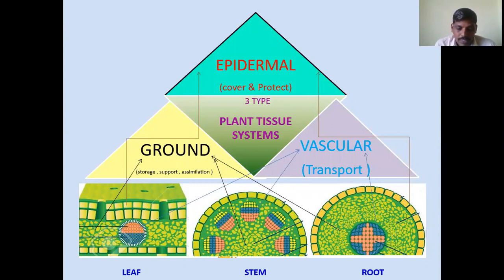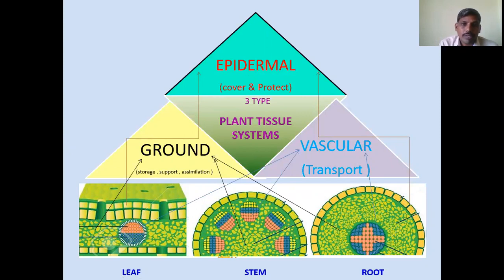Julius Sachs identified and classified the plant tissue systems into three types. One is the epidermal tissue system, another is the ground tissue system, and the third is the vascular tissue system. So these three types of tissue systems make up the entire plant body and perform different types of functions.